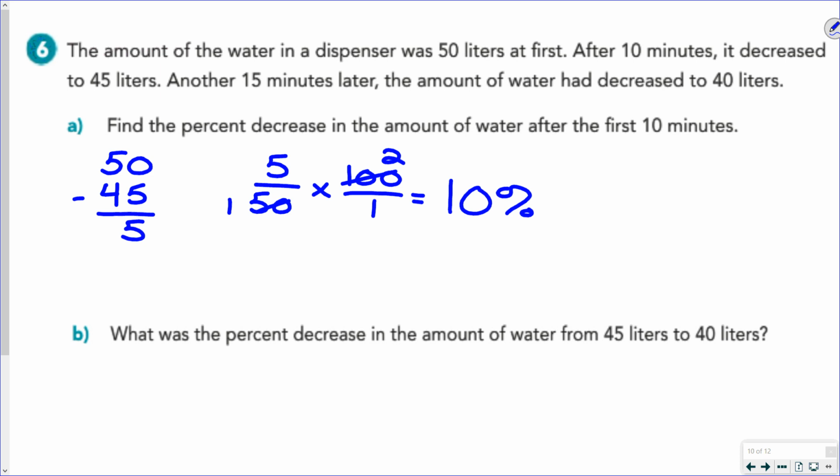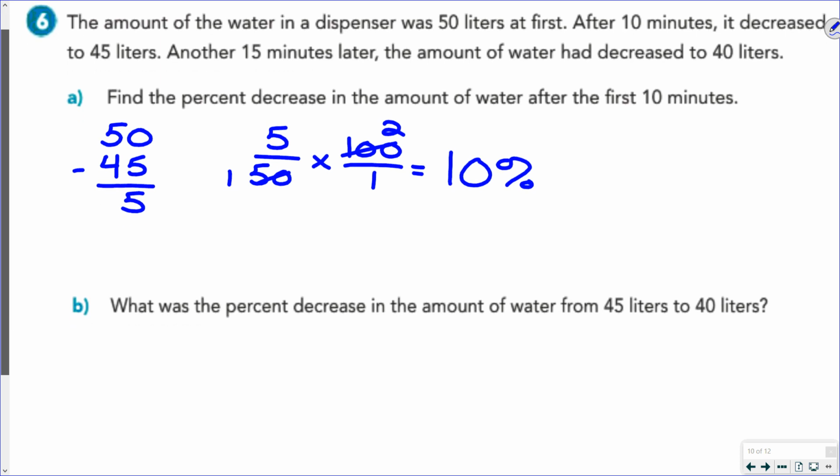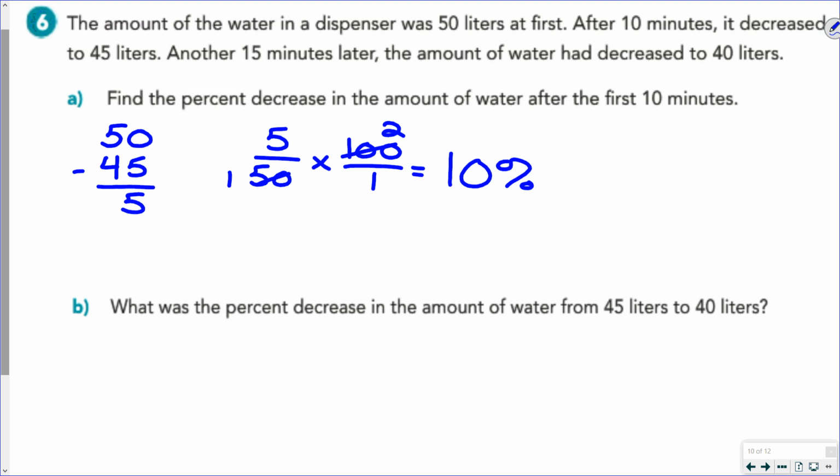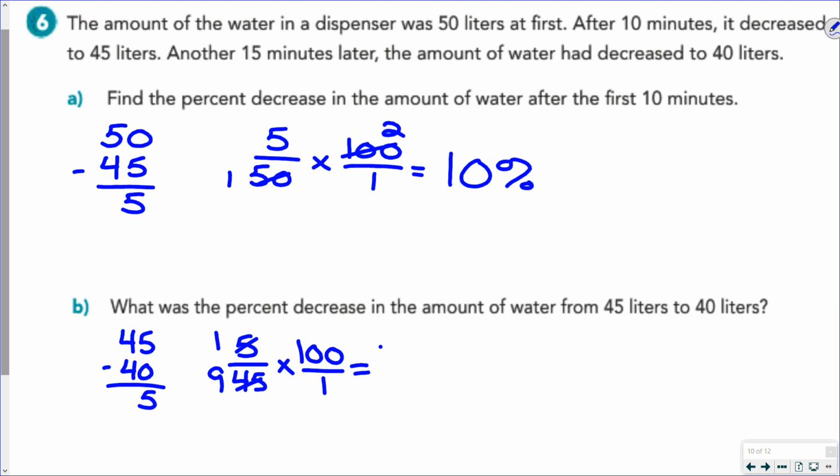So for part B, we want the percent increase or percent decrease in the amount of water from 45 liters to 40. So our change, 45 minus 40 is 5. We'd have 5 out of 45, because that's where we're starting, times 100 over 1. 5/45 simplifies down to 1/9. So that'd be 100 over 9. 9 would go into 100 11 times with 1 left over. So that'd be 11 and 1/9%.